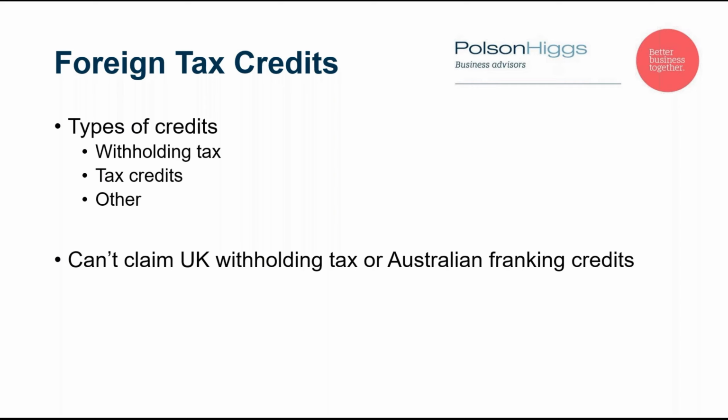So some key examples of ones we can't claim are Australian franking credits. We don't get those. And UK withholding tax, even though it's called withholding tax, what I am told is it's not actually a withholding tax, it's a different type of tax credit regime and is not claimable.